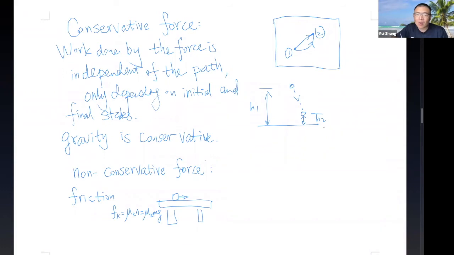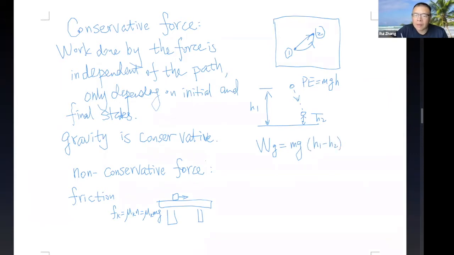So if the work is independent of the path, it suggests that we can define a state quantity that describes every given height. In this case, for example, we define potential energy as mgh, right? And then the work done in this case, following what we did before, is just mg times the height difference. So it's going to be h1 minus h2, okay?